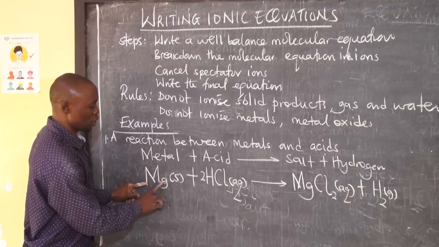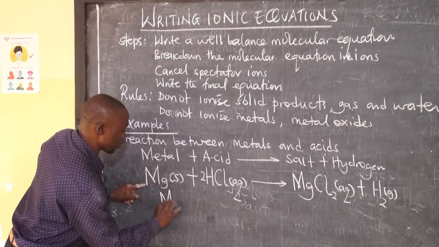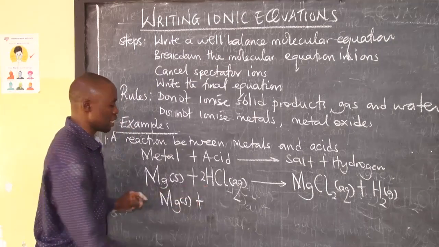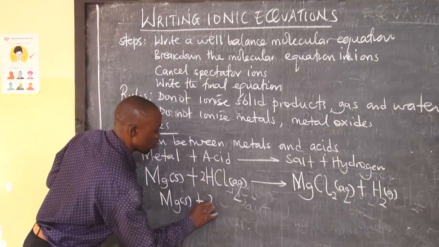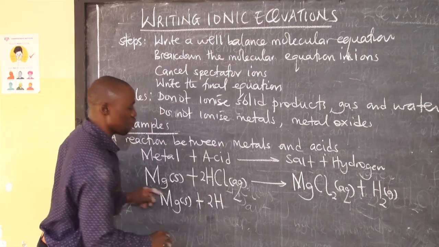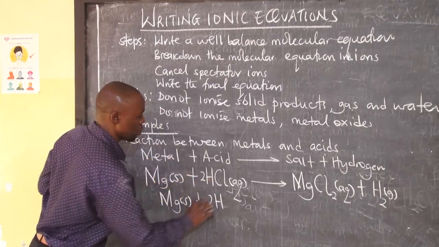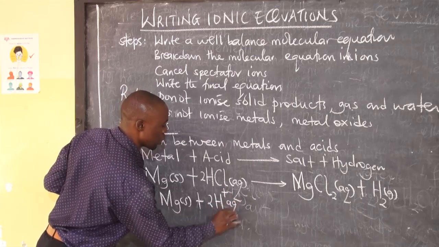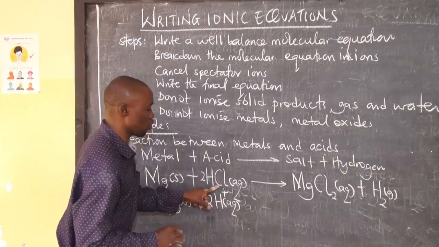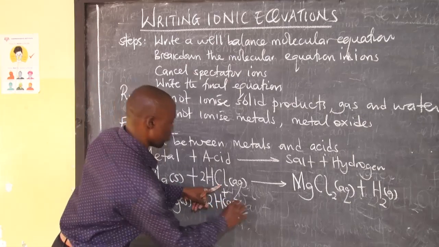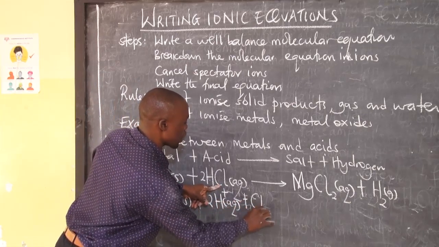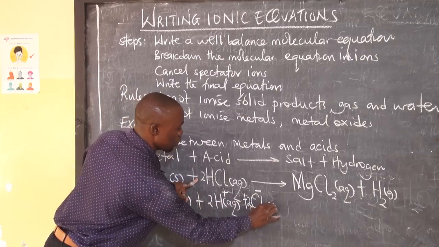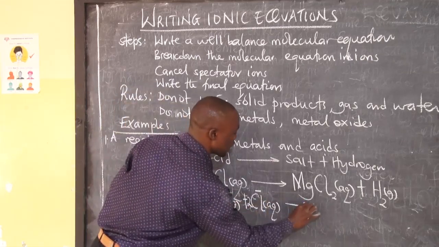Do not ionize the metal, so magnesium remains. We can ionize this acid. There is a 2 here, so these 2 hydrogen ions. The valence of hydrogen is 1. It lies on the side of the metal, so we give it a positive charge. The valence of chloride is 1. Being a non-metal, we give it a negative charge, but this 2 affects it, so it will be 2 here.